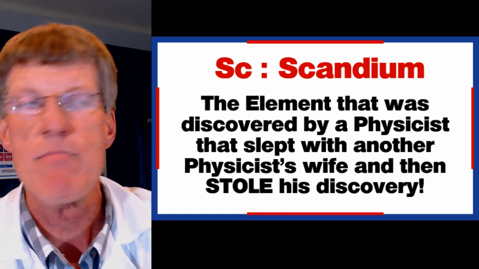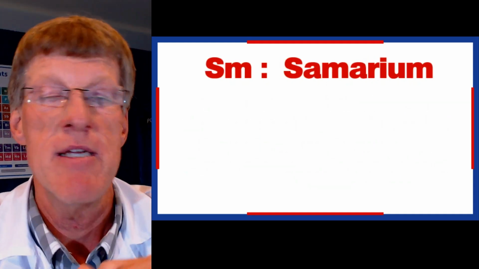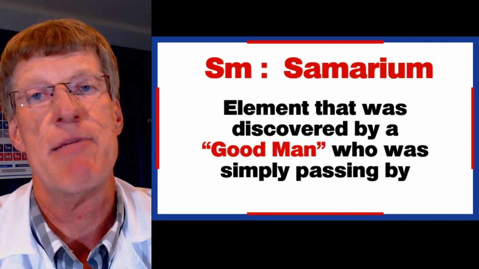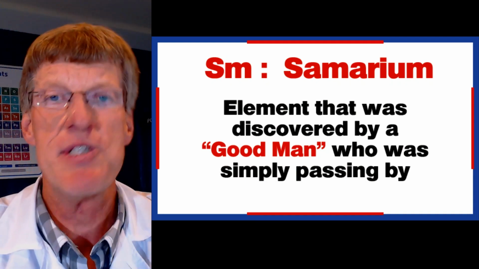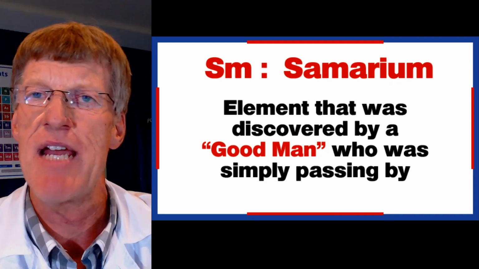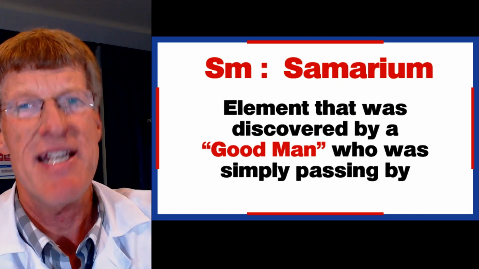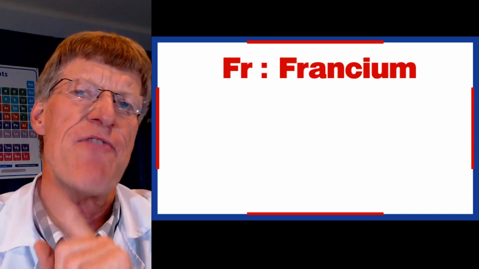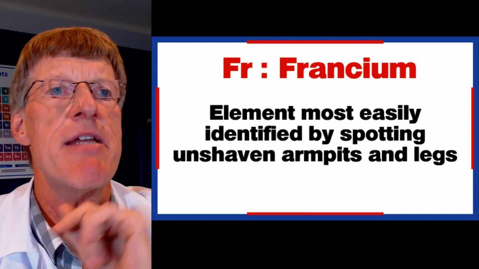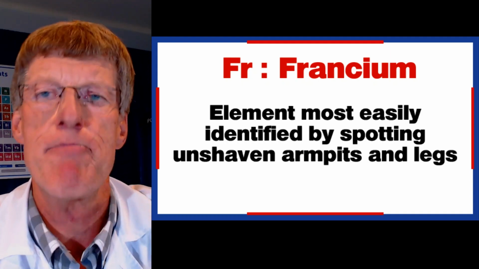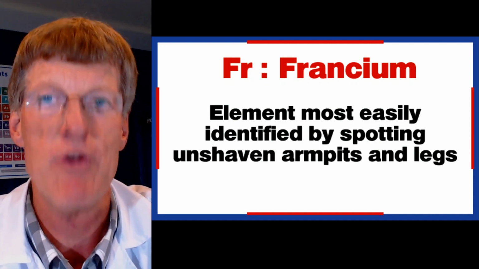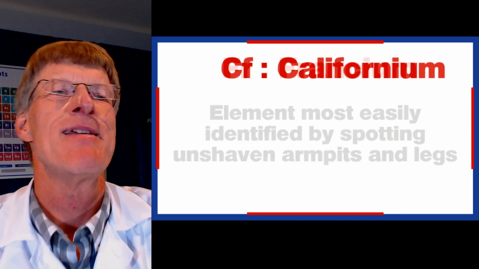They really are. Samarium. This one, it's a little Bible reference. Samarium was the element that was discovered by a good man who was just passing by. Yeah, just passing by. Noticed the samarium. They went, let's name the element after him. He noticed it. What a nice man. It's a samarium. Francium. This is an interesting element. You know where it's found mostly? That's why it was named after this. Mostly it was easily spotted by unshaven armpits and legs. Yeah, that's where francium is found. Yep, it's true. Go to France. That's where you'll find it.